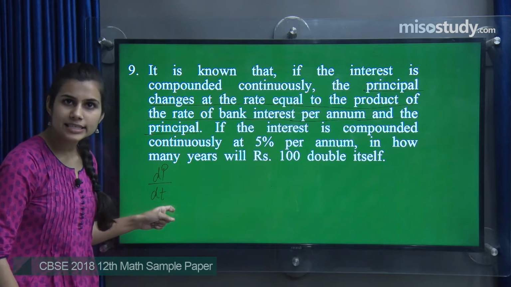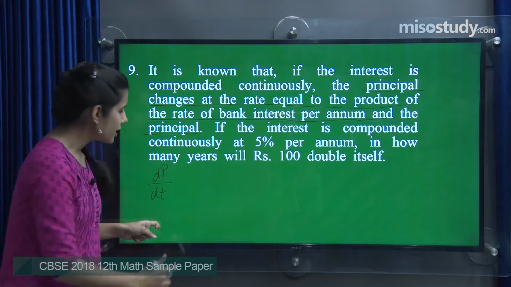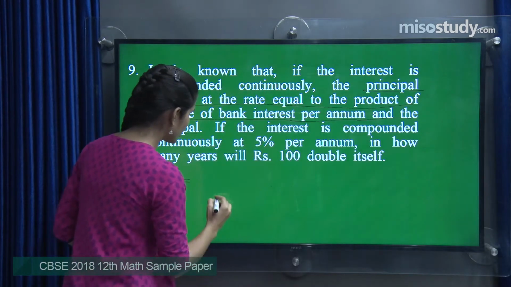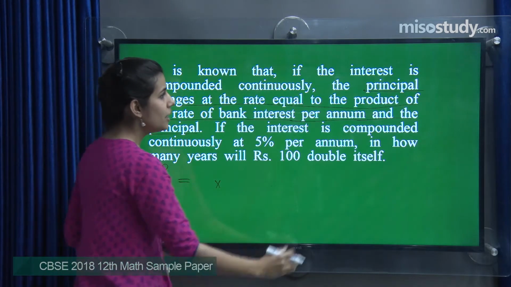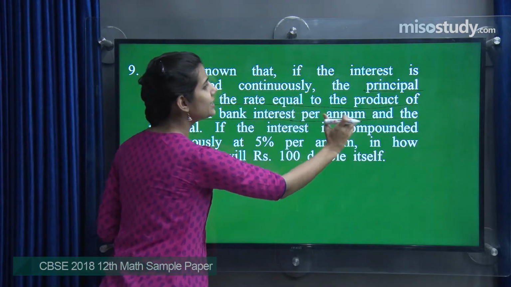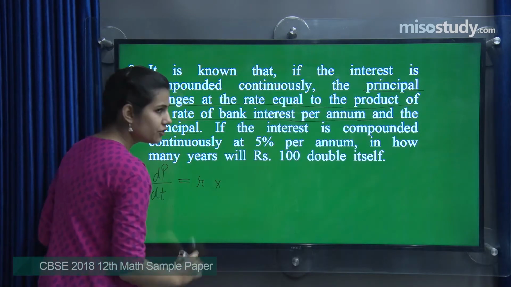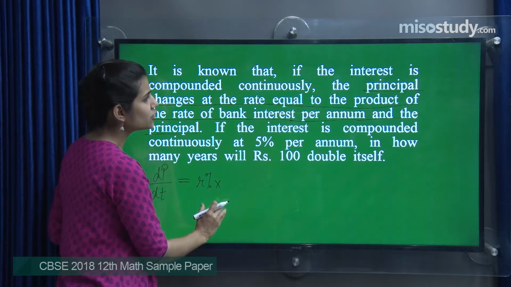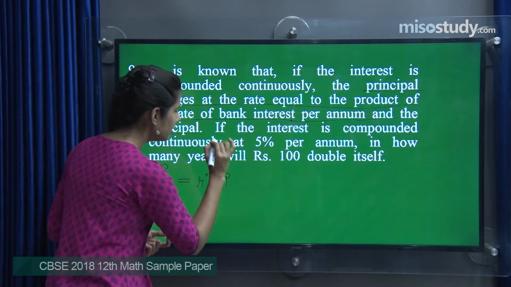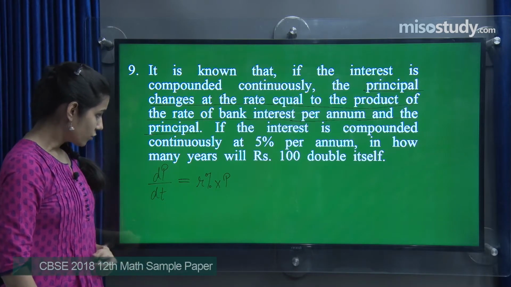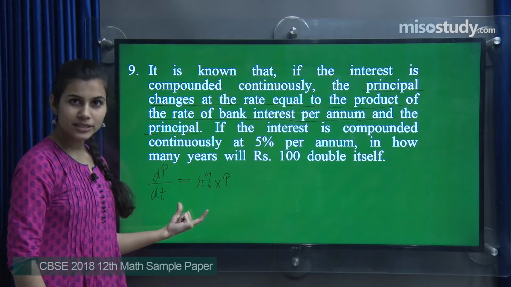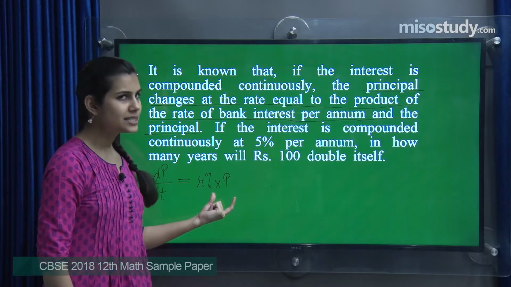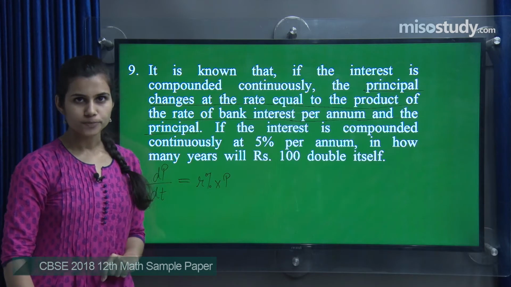Suppose P is the principal, T is the time. The principal is changing at a rate equal to what? Equal to the product of, okay, so something related to a product is coming. Product of the rate of bank interest per annum. Now the rate of bank interest is denoted by R%. This is the rate. Product of the rate of bank interest per annum and the principal. Okay, we have interpreted the entire statement from English into mathematics. We have dP upon dt is equal to R% into P. This is given to you.